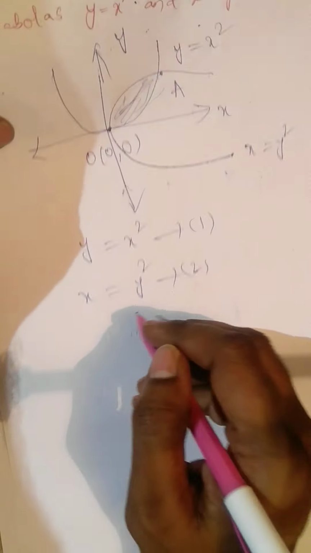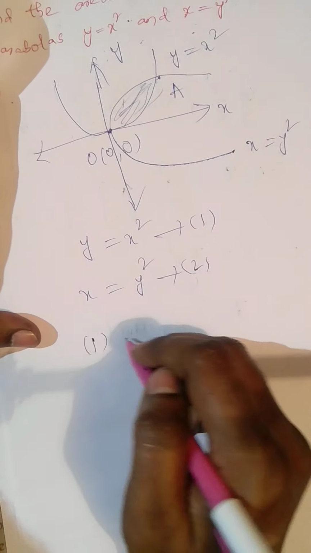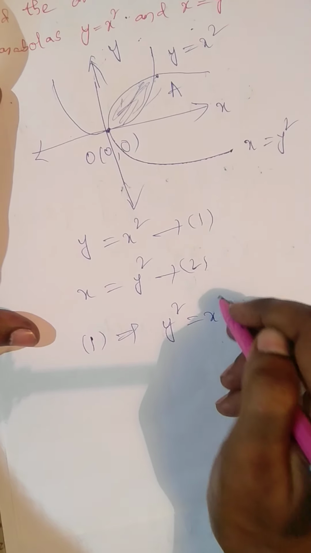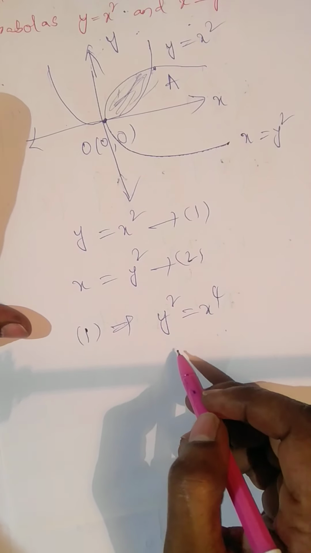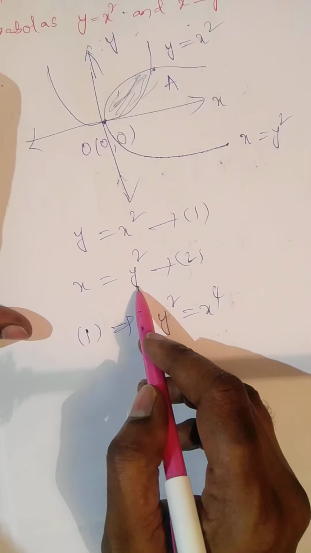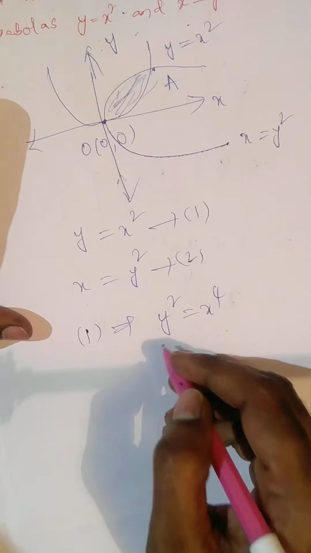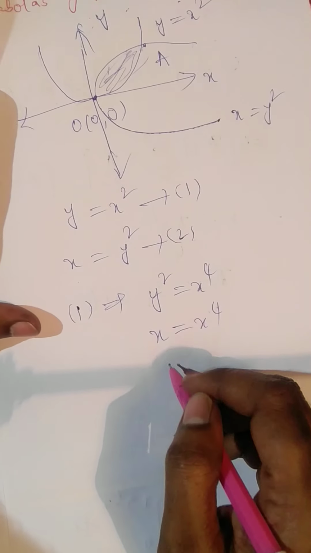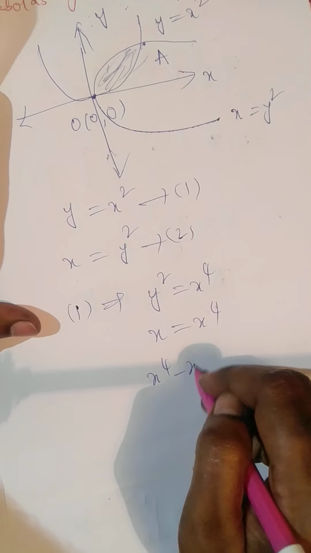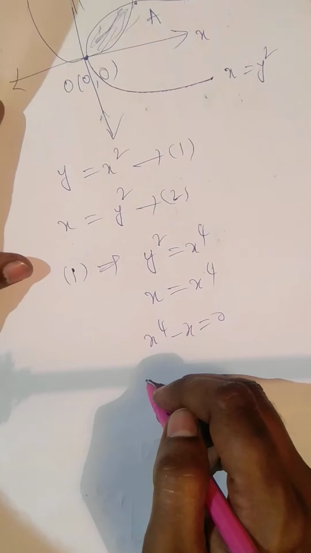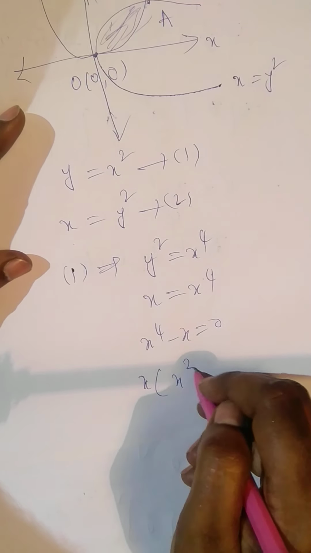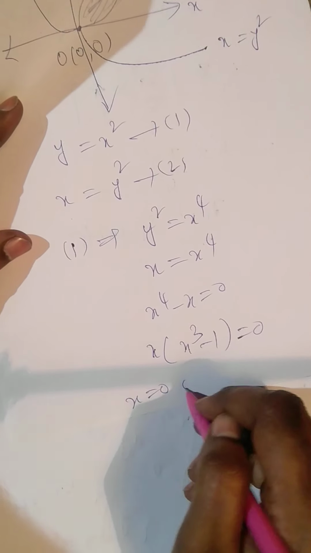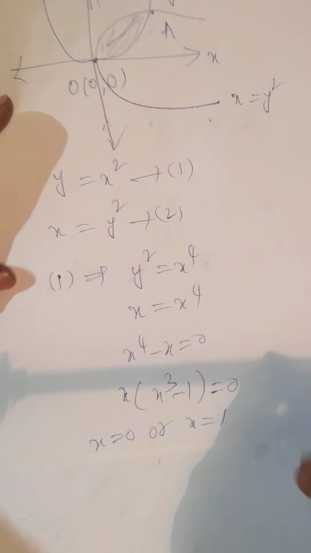So I'm taking equation 1 and squaring on both sides. I'll get y square equals x power 4. Okay, now from equation 2, in place of y square you can put x, means I'll get x equals x power 4, right? Means here x power 4 minus x equals 0. If I take x common, x into x power 3 minus 1 equals 0. That is x equals 0 or x equals 1. We got the x limits, right?